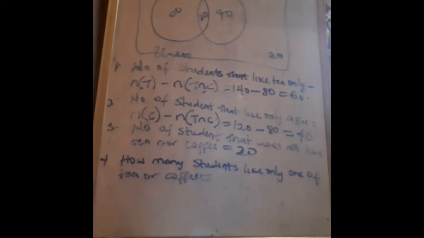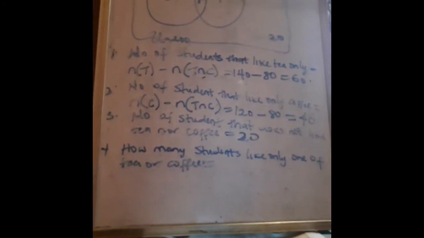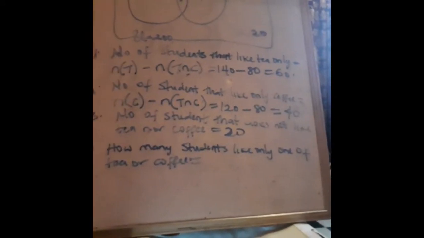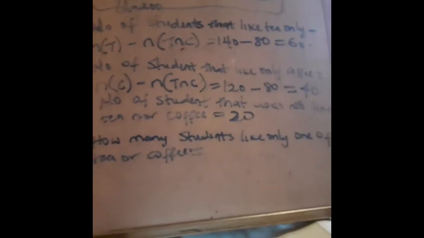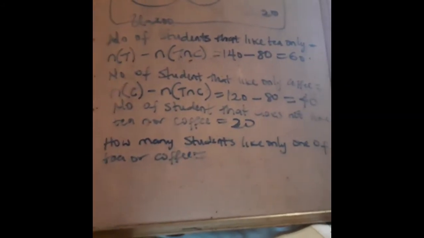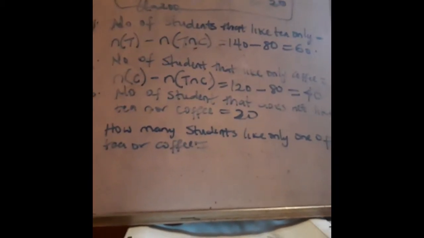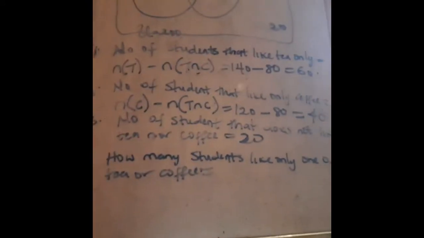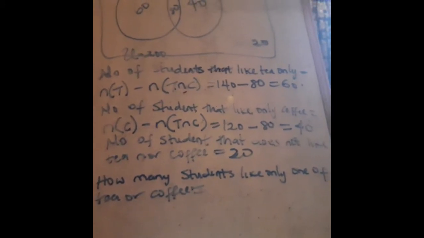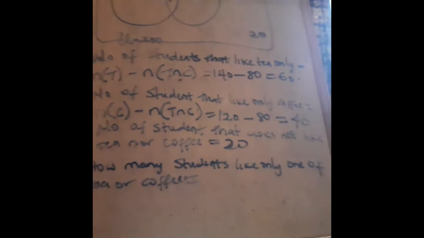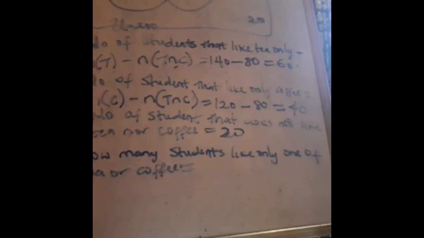So the last question says, how many students like only one of tea or coffee? You have found out the students that like tea only, the students that like coffee only, and the students that like none of the two. And we now have the last question which says, how many students like only one of the following, which is tea or coffee. So when looking at what we did before, for tea only we have 60. The number of students that like coffee only, we have 40.